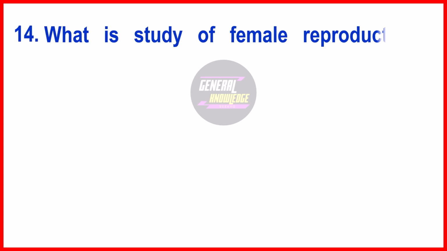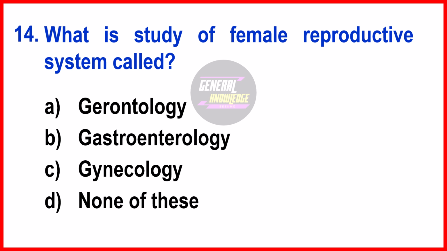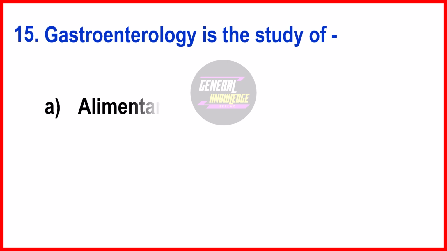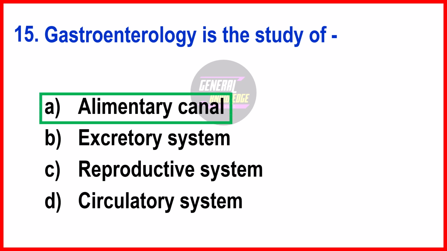Question number 14. What is study of female reproductive system called? The right answer is option C, gynecology. Question number 15. Gastroenterology is the study of. The right answer is option A, alimentary canal, also known as the digestive tract. It focuses on the function and disorders of the entire digestive system.